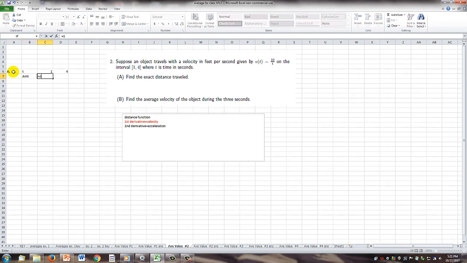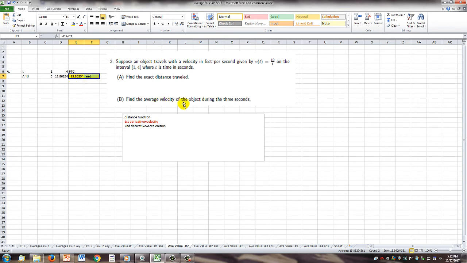So the antiderivative of 10 over t is 10 times natural log of t, and you don't need to worry about absolute value because our domain is defined and it's positive. And then FTC, we'll subtract the upper minus the lower. This velocity is in feet per second, so this distance right here would be feet. So we know that from 1 to 4 seconds we traveled exactly 13.86 feet.